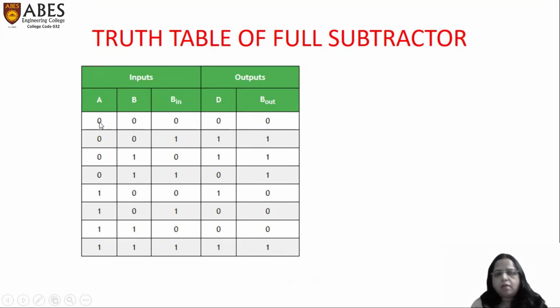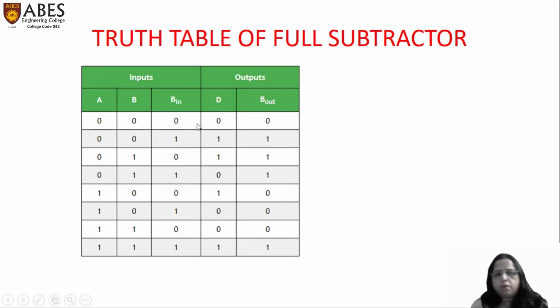Since we have three inputs, there would be a total of 2 to the power 3 possible combinations, and 2 to the power 3 means 8 input combinations. Since we have 8 possible combinations, it will start from 0, 0, 0 till 1, 1, 1, that is 0 to 7.